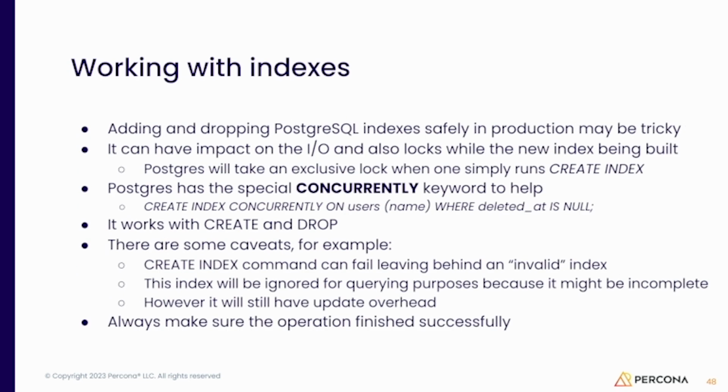So, as I said, adding and dropping an index on production can be a problem, right? Because we can hold an exclusive lock. So Postgres has a CONCURRENTLY keyword that we can use to add an index concurrently, so it will not add a lock. The database just keeps working normally. It will try to create the index, but it can fail.